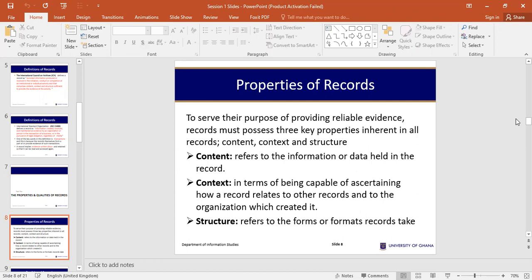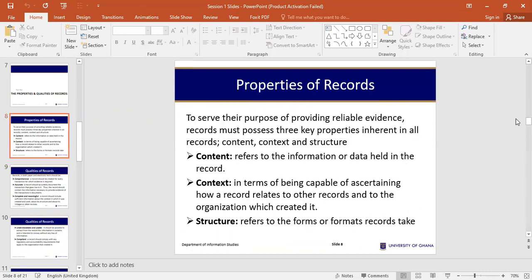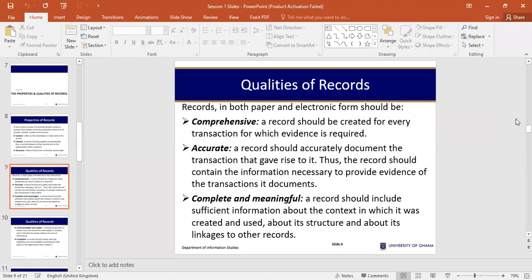Then structure refers to the forms or formats that records take. And as I said, it could be electronic or it could be manual or paper-based records. When we move from the properties, we talk about qualities of records. For a record to claim to be a record, there are certain qualities that it must have.